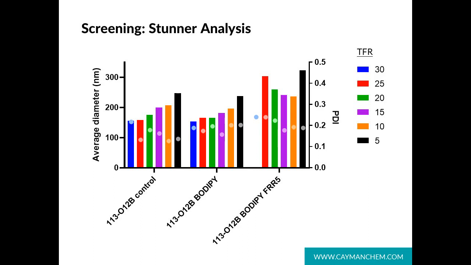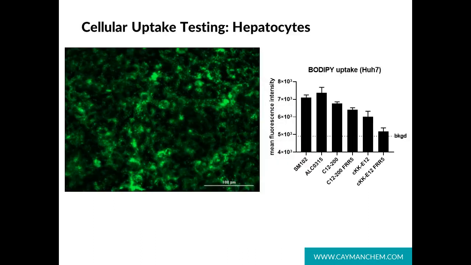Of course, while DLS on the Stunner can tell you a lot about particle characteristics, uptake by cells for cargo expression is really the ultimate goal. The advantage to using BODIPY-cholesterol as a component of the particle is the readout of particle uptake in the absence of expensive nucleic acids. This makes for a substantially cheaper screening tool for initial assessment.